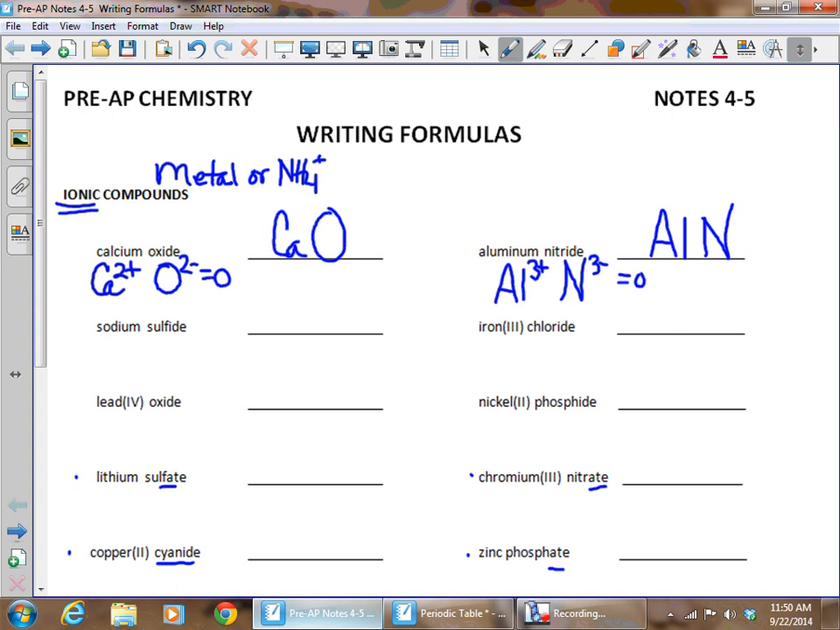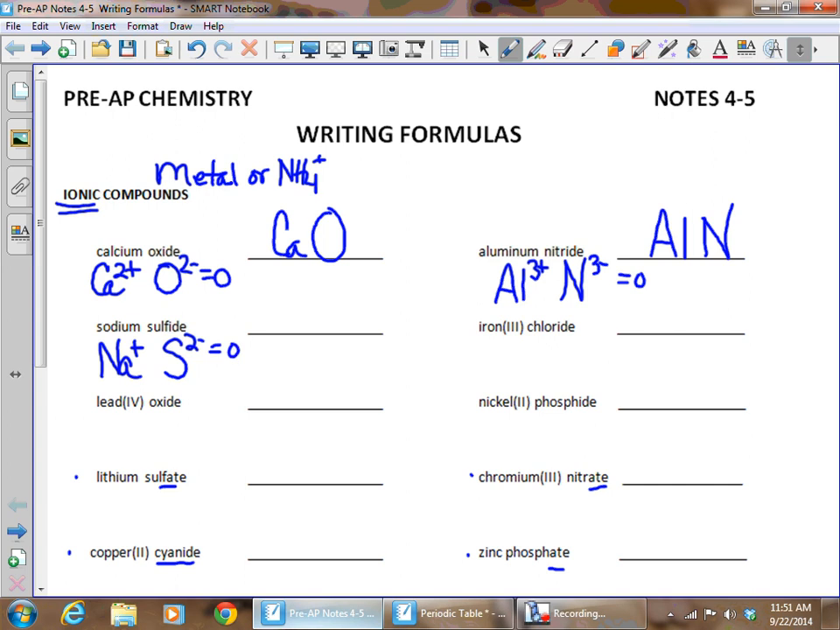But what happens when they don't add up to 0 to begin with? What do we do then? Well, let's look at the next one, sodium sulfide. We'll look up sodium. It has a +1 charge. Sulfide is the ending name for sulfur. We look it up and it's in the 2- column. Now what that tells us, we've got 1 positive and 2 negatives. We've got to have these equal out to 0.